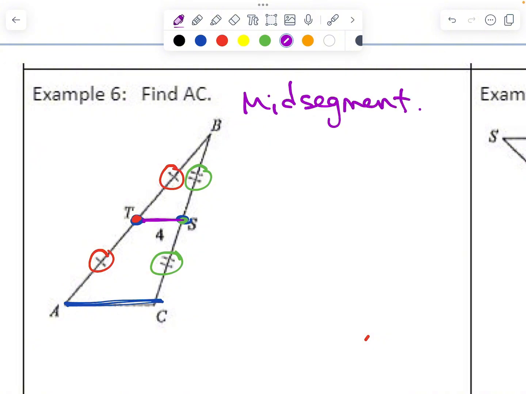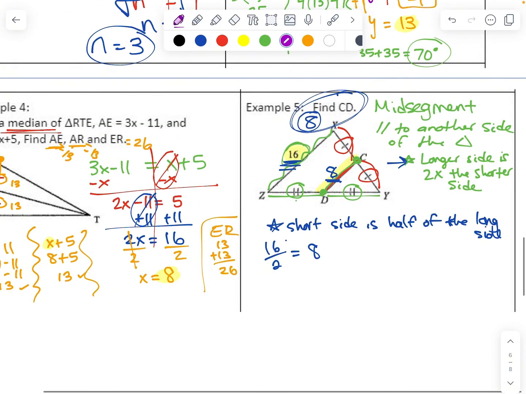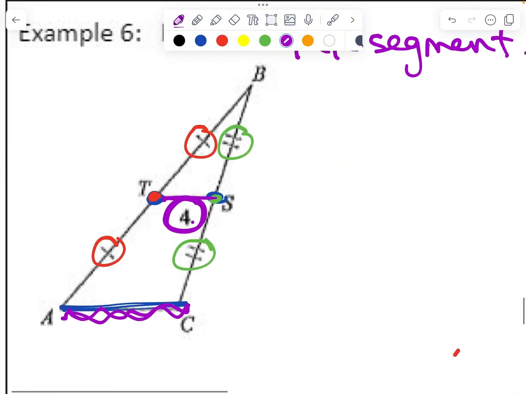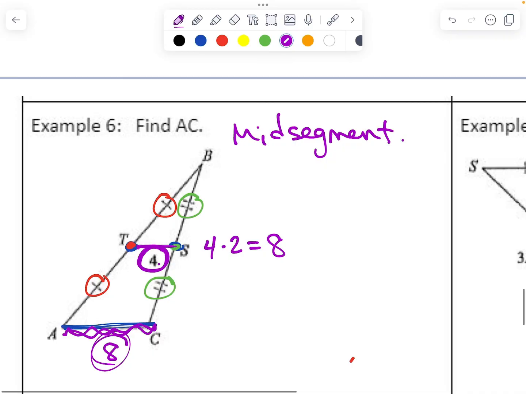And this is what we just talked about in example 5. So that means that this side right here and this side down here have that relationship. And the first thing that we wrote was that the longer side is twice, or 2 times, the shorter side. So if we have the shorter side, we have 4. Then we're going to do 2 times 4 to get 8. So in this case, the answer is going to be 8.